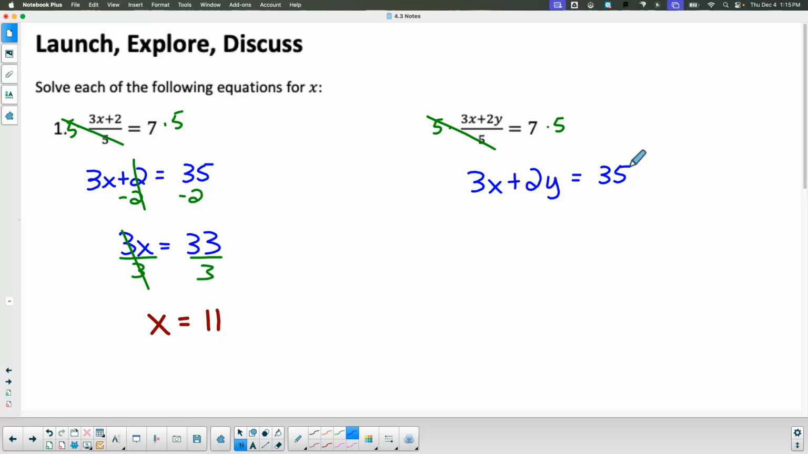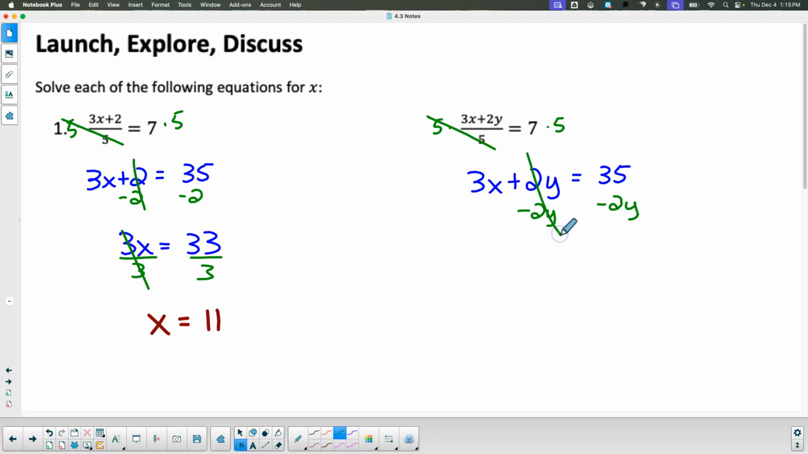I want to solve for x, which means I've got to get x all by itself. Get rid of 2y. How am I going to get rid of the 2y? What's right in front of the 2y? Adding, right? It's being added. So what's the opposite of adding? Subtracting. So I'm going to subtract 2y from both sides.